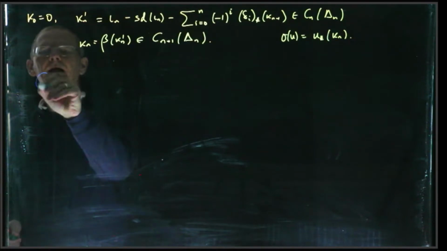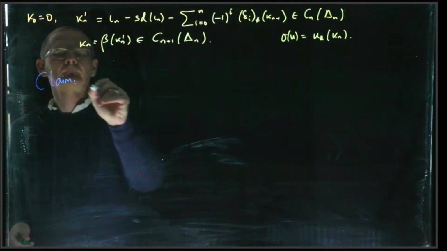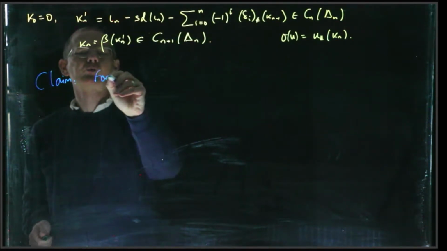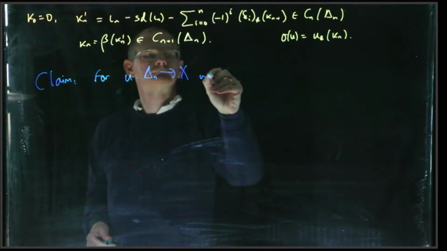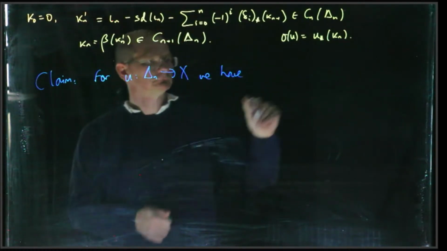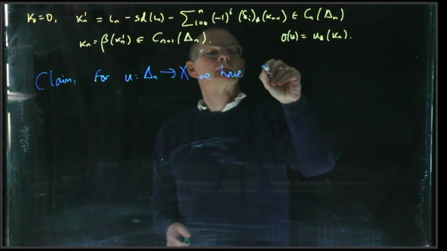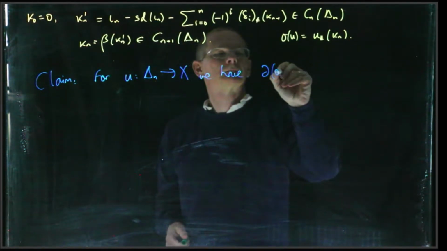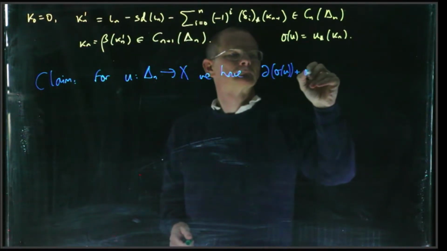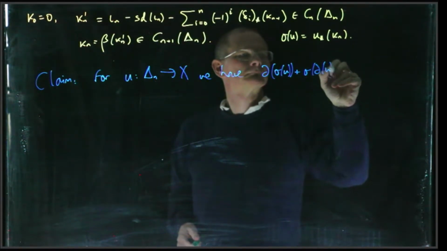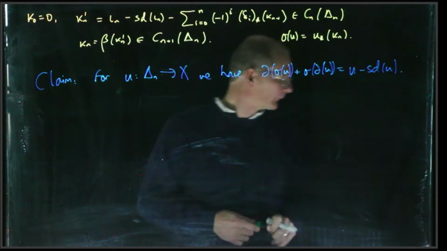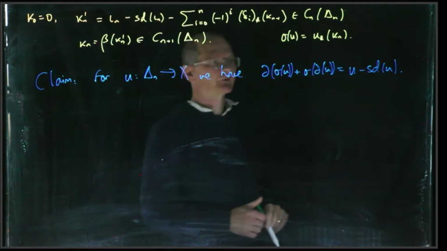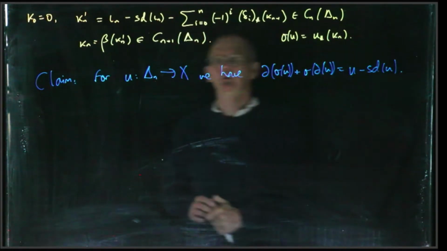Okay, so our claim is that d sigma plus sigma d on u is u minus the subdivision of u.